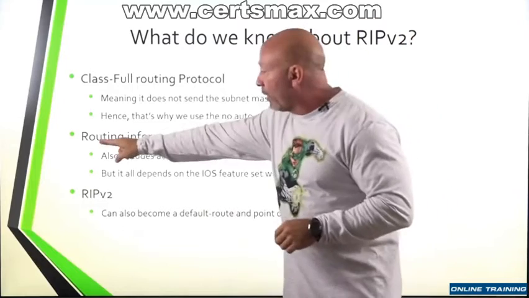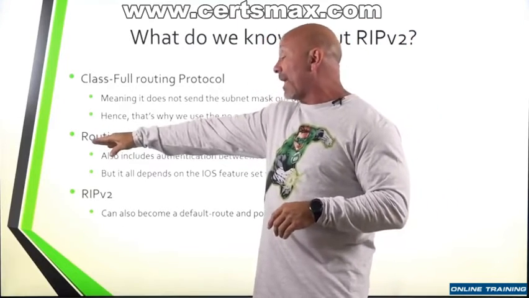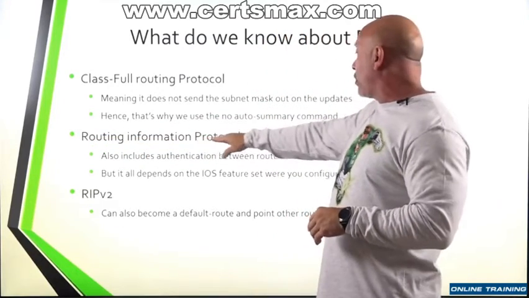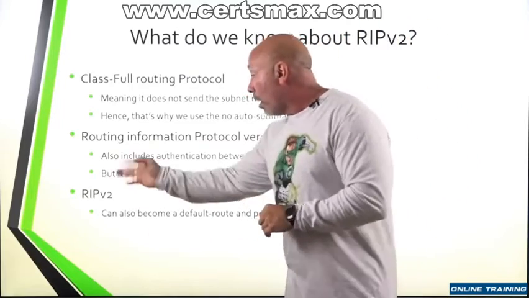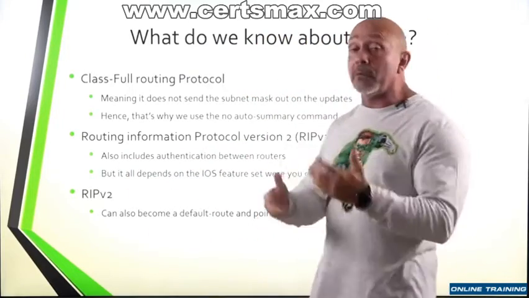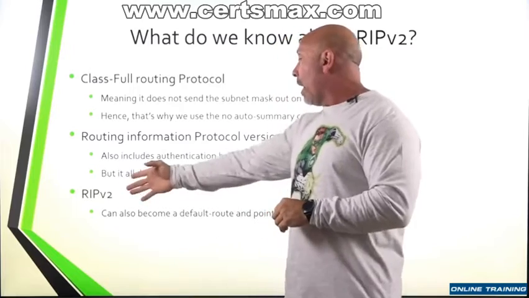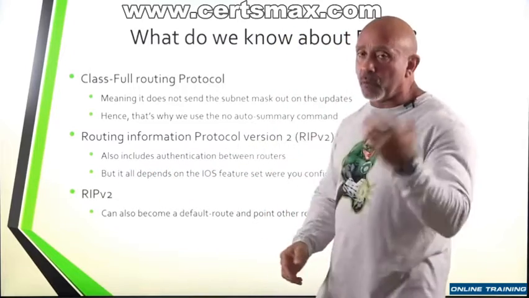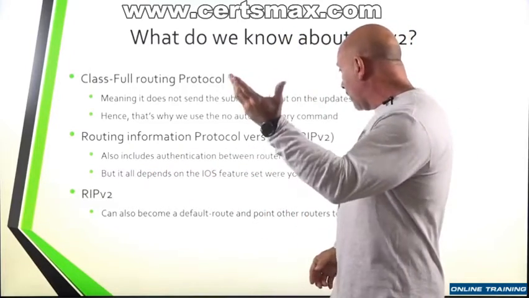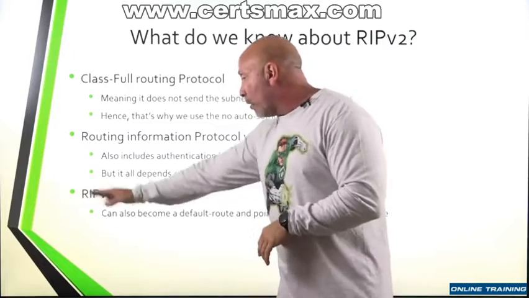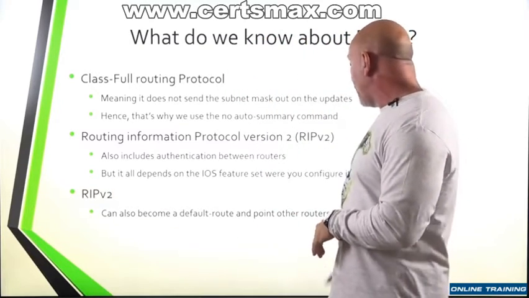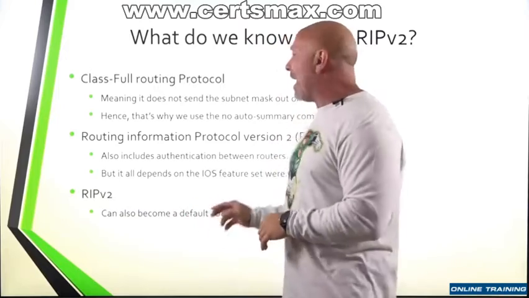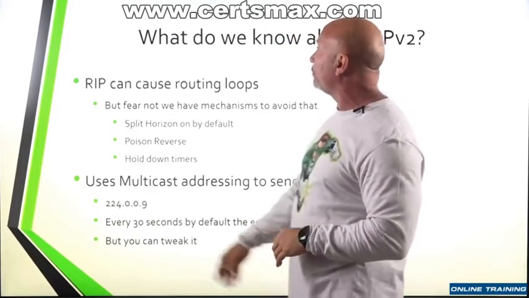Now, this is what the abbreviation stands for: Routing Information Protocol version 2, just if you didn't know. Also, authentication between routers, it includes that as well. It all depends on your IOS feature set, which we'll be talking about later on in the course. And RIP version 2 can also become a default route and point other routers to the outside. But we'll be doing a lab to show you all this stuff. Okay.